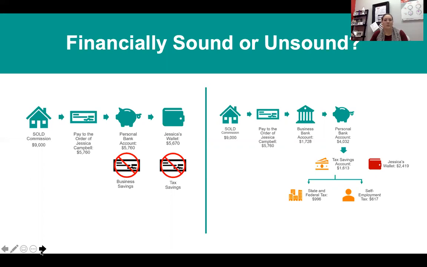Which scenario is more financially sound? Of course, the side where she's saving her 40% for taxes. It may be a high number, so of course check with your CPA, but I would always rather have more than get to tax time and go, oh my goodness, I don't have it. So just be financially responsible, save for taxes. Most agents, at no fault of their own, are not taught how to handle their commission so that they are able to make wise choices with it. In scenario one, there's no money left over to pay taxes or to save for the business.